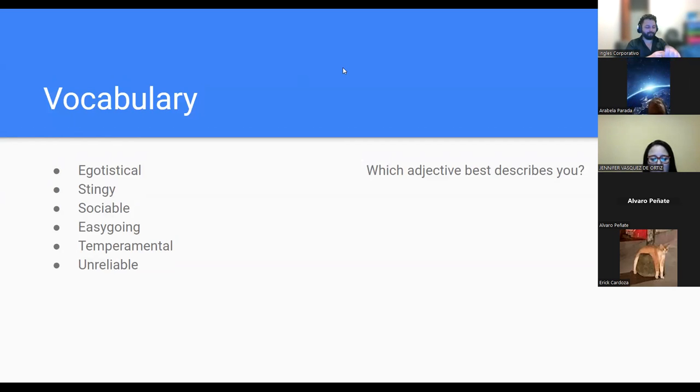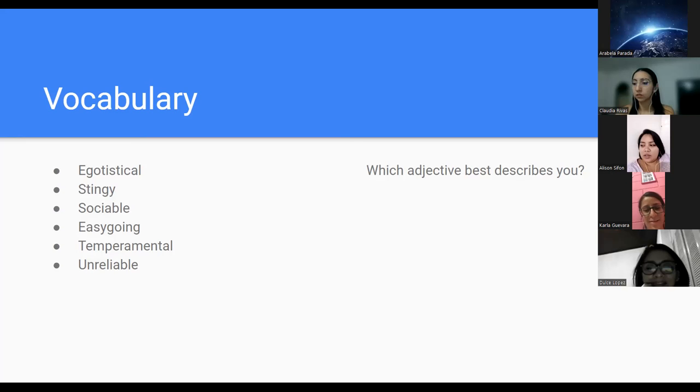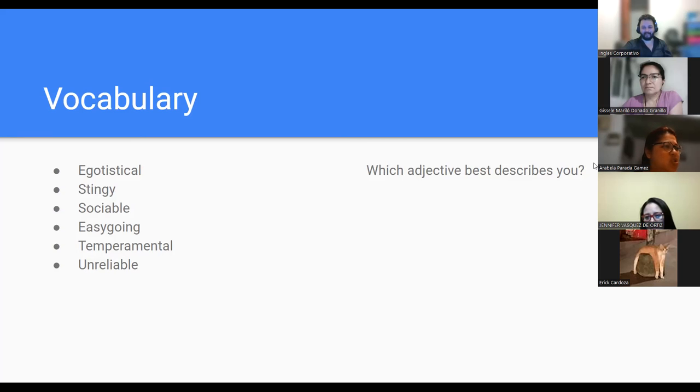Someone stingy, guys, is someone who is very cheap, someone who doesn't like to pay for things, because they think everything is very expensive all the time. You got it? It's what we call elbow in Spanish. But you know the word elbow does not mean that in English, so don't say, "Oh, you're so elbow." No, that's not the meaning. So that's someone stingy. I was asking you, Arabella, who do you consider to be someone stingy in your life?